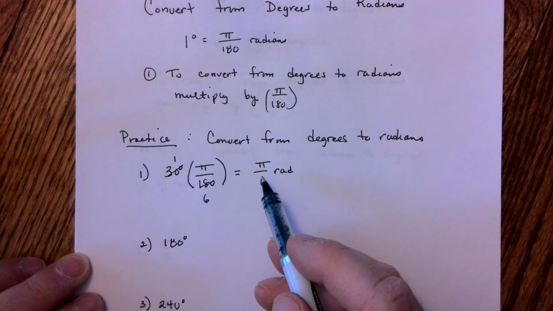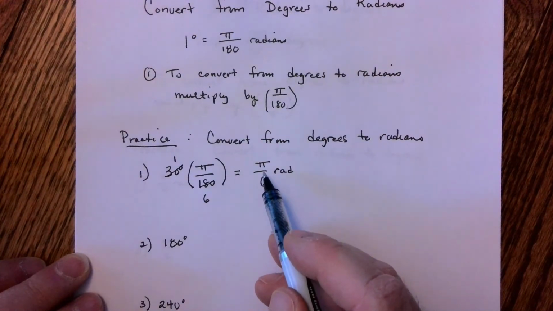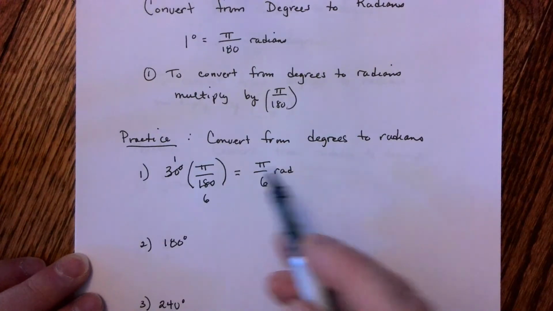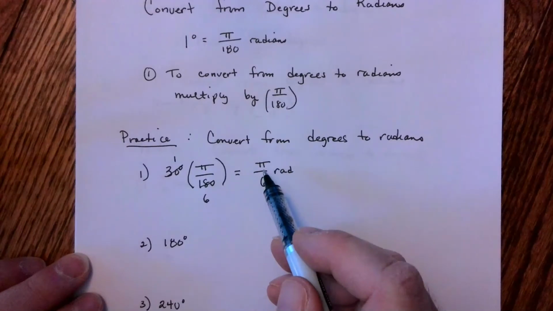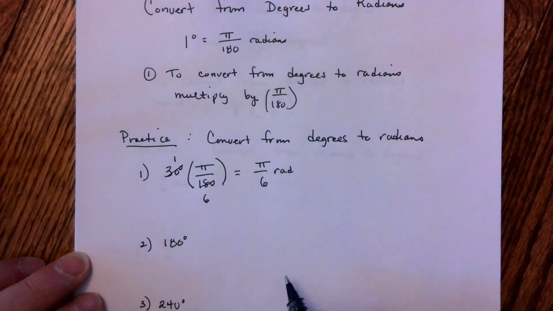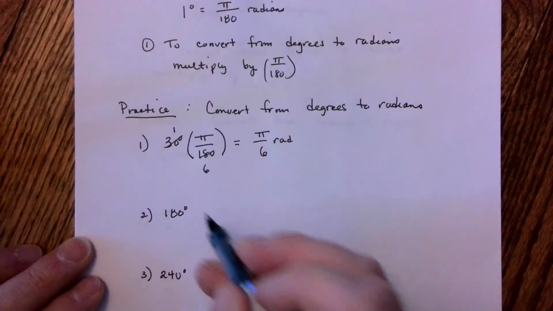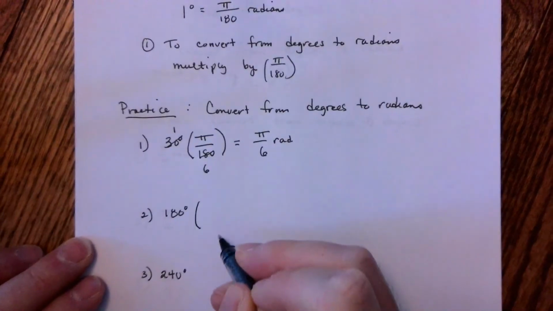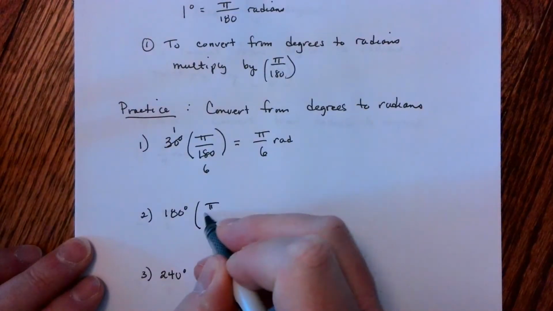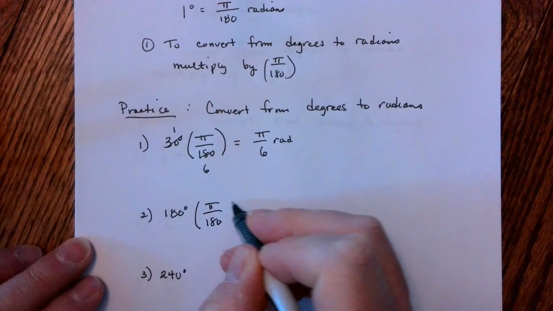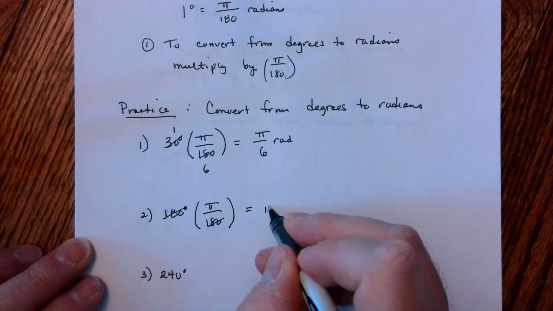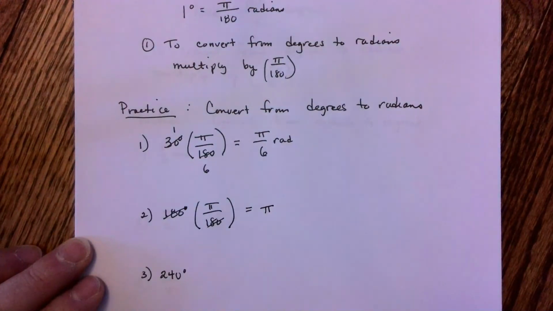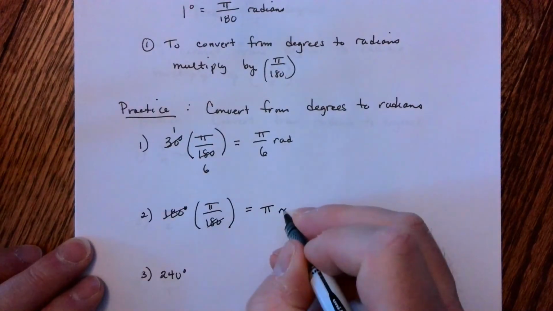If you wanted a decimal equivalent to this, then you could take your conversion for pi of 3.1415, or however many decimal places you want to go out, and then divide it by 6. But we usually just leave it in terms of pi. How about 180 degrees? Again, I want to convert it to radians, so it's pi over 180. 180 divided by 180 is 1, so basically 180 degrees is just equal to pi radians.